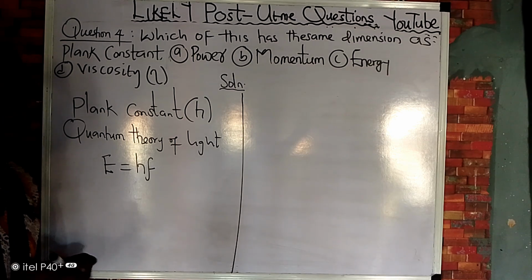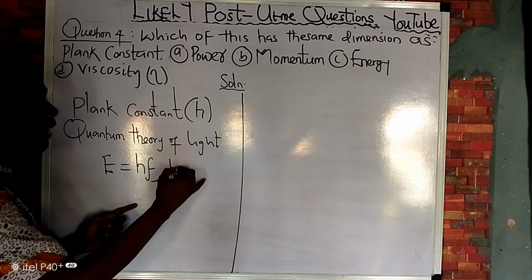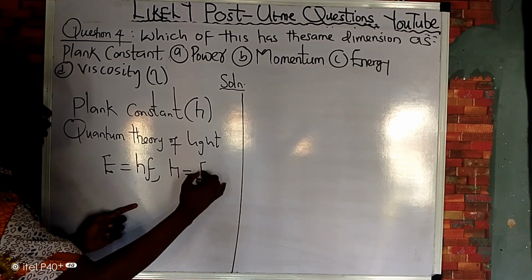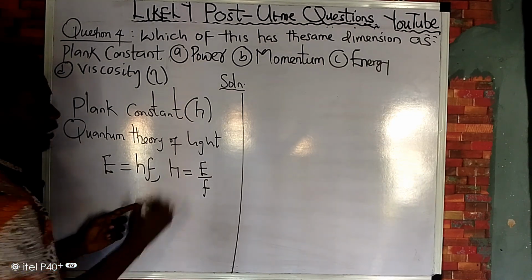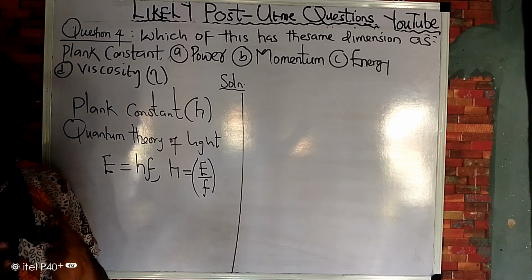So if we want to get the dimension, we simply make h the subject of the formula. If we do that, we have h is equal to E over f. So this formula can help us determine Planck constant.